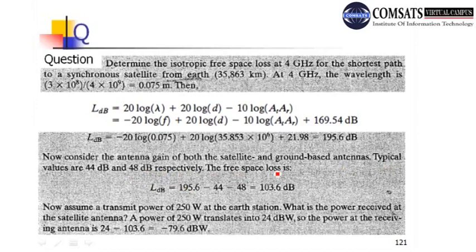So now we are calculating the free space loss. 195 minus 44 minus 48, so 103.6. The transmission power is 250 watt at the Earth station. What is the power received at the satellite? So in dBs, the power at the receiving antenna is 24 minus 103.6, so that is the power.